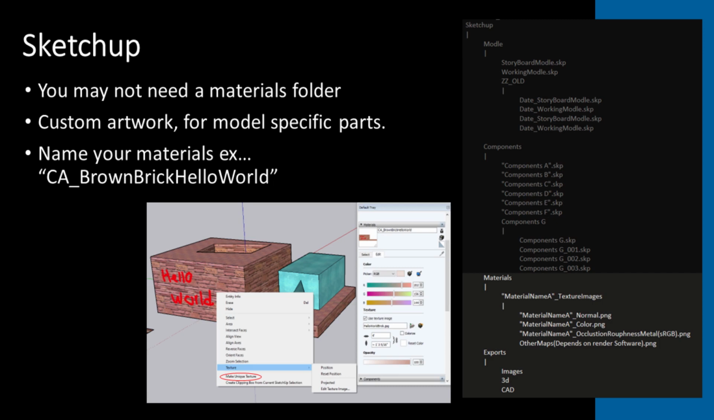So lastly, I've just got exports. This isn't something that we're going to touch on too much just because we're really not doing a whole lot of exporting. We're really just reopening SketchUp files in different pieces of software. But if you are exporting certain objects, let's say you need to go into AutoCAD or Vectorworks or another 3D modeling software, this is where you would want to store those objects, images, or DWGs.